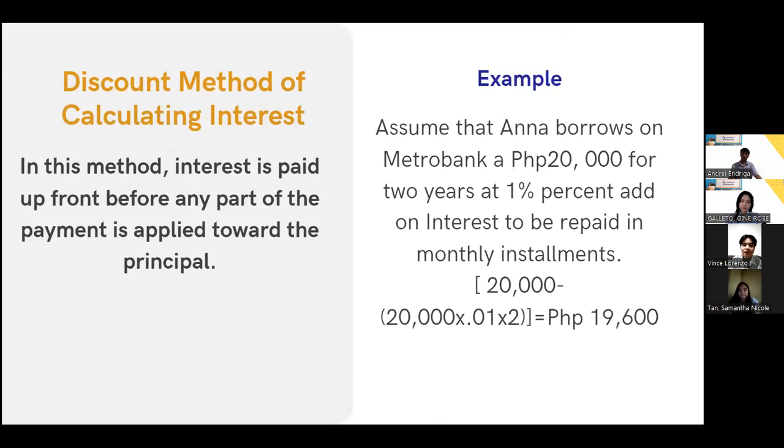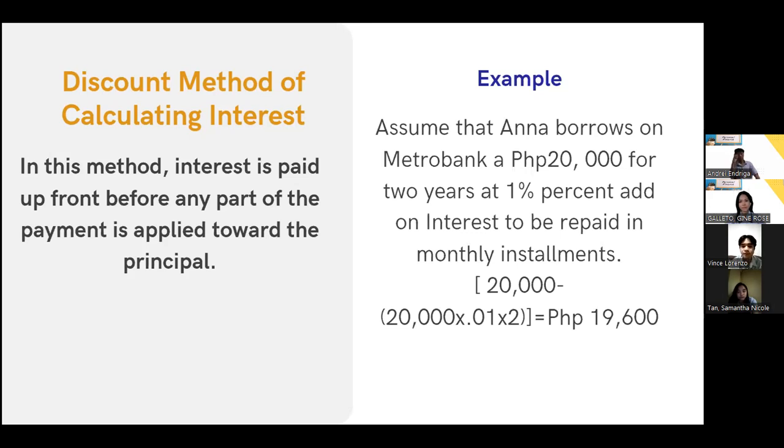Discount method of calculating interest. In this method, interest is paid upfront before any part of the payment is applied toward the principal. So it is calculated based on discount rate multiplied by the amount borrowed and by number of years to repay. Interest is then subtracted from the amount of the loan and the difference is given to the borrower. For example, assume that Anna borrows from Metrobank 20,000 pesos for 2 years at 1%, to be repaid in monthly installment.